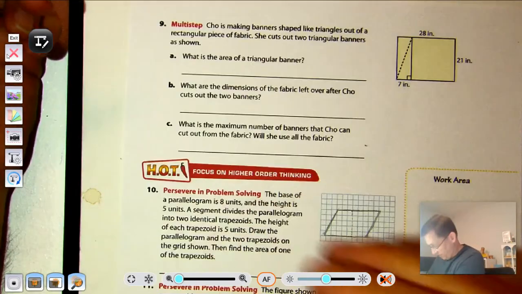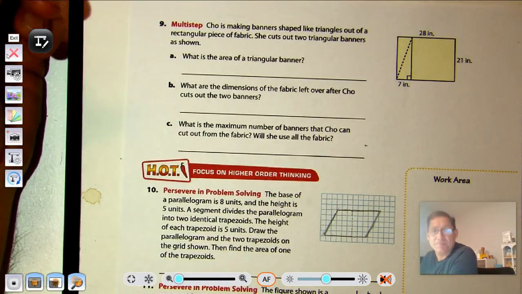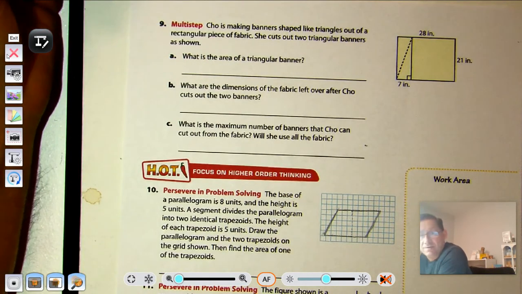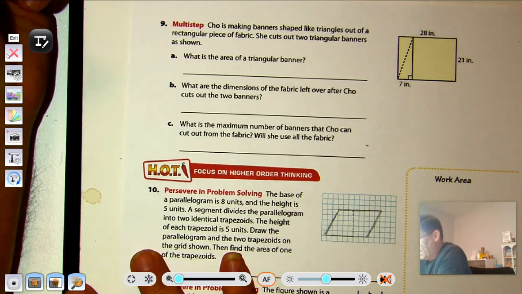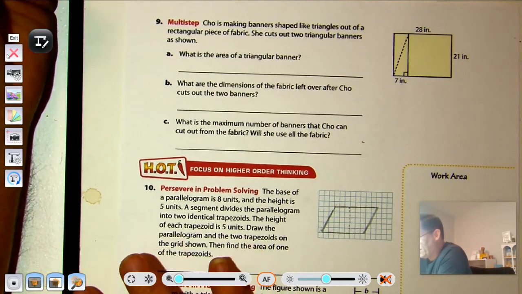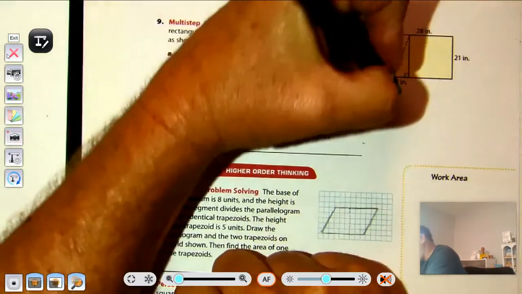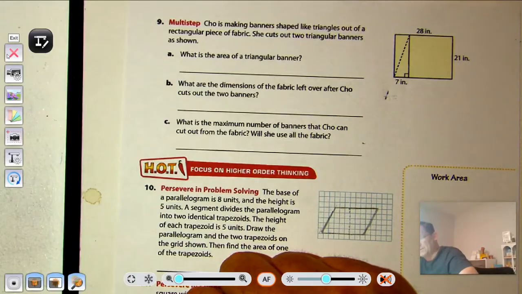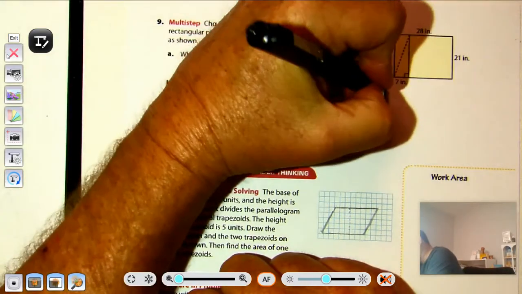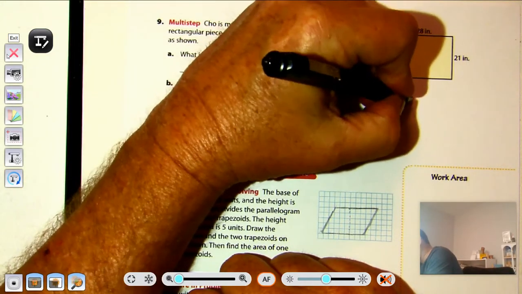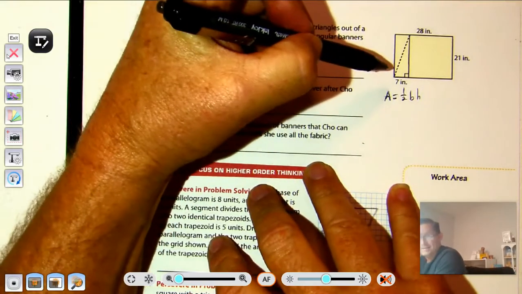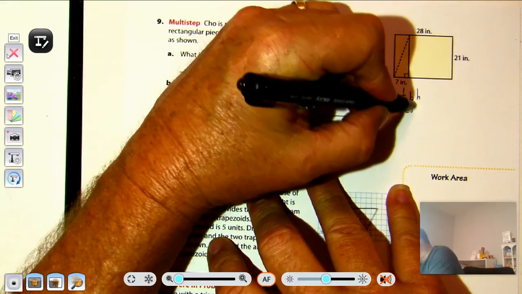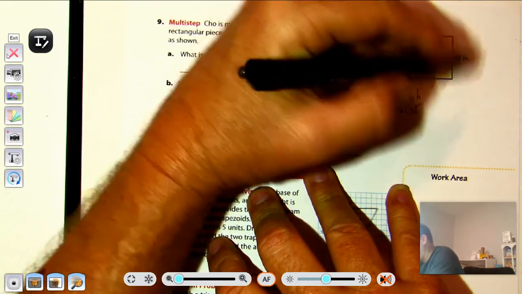All right, so let's continue with page 396, number 9. So Cho is making banners shaped like triangles out of a rectangular piece of fabric. She cuts 2 triangular banners as shown. What is the area of a triangular banner? So we know that area of triangles is 1/2 the base times the height. The base in this case is 7 inches. And the height is 21 inches.